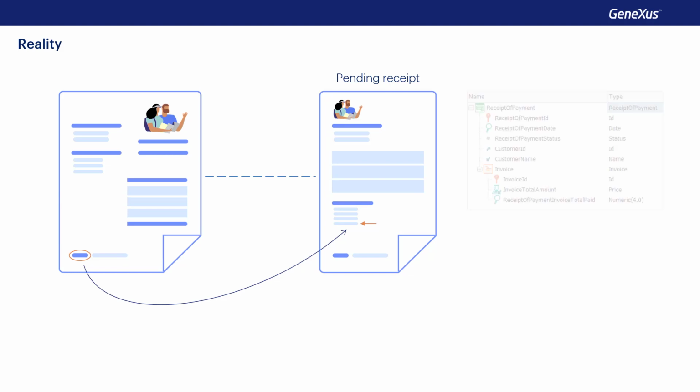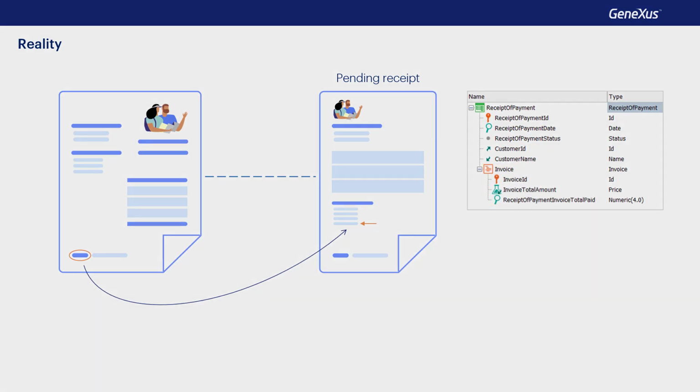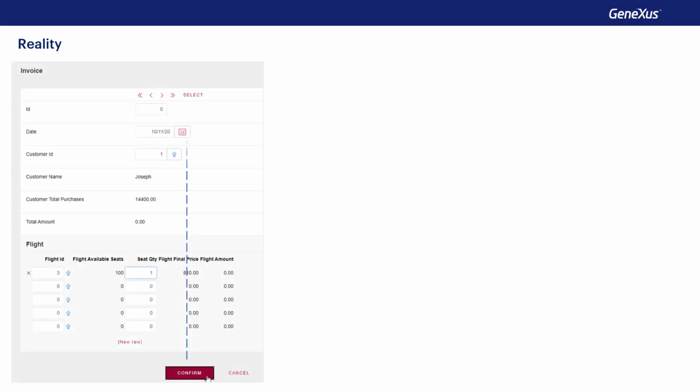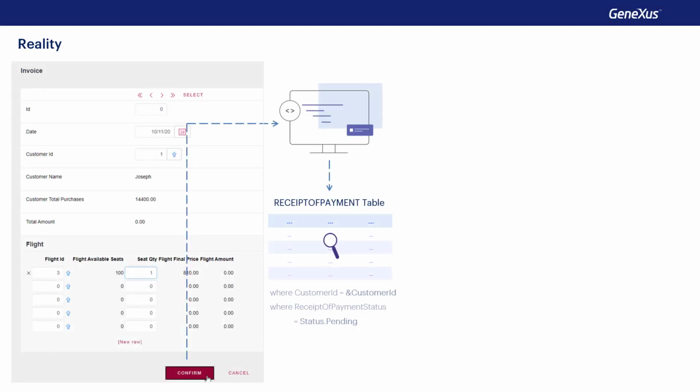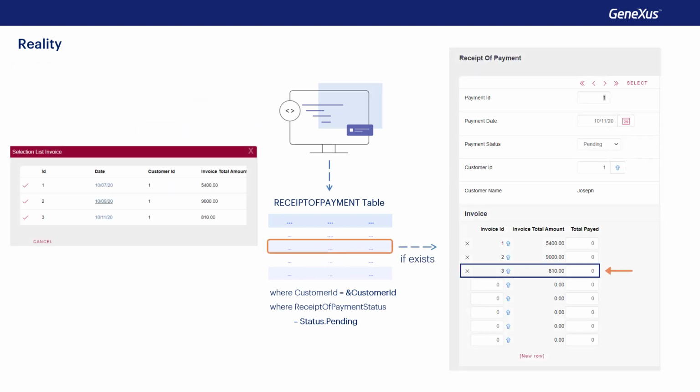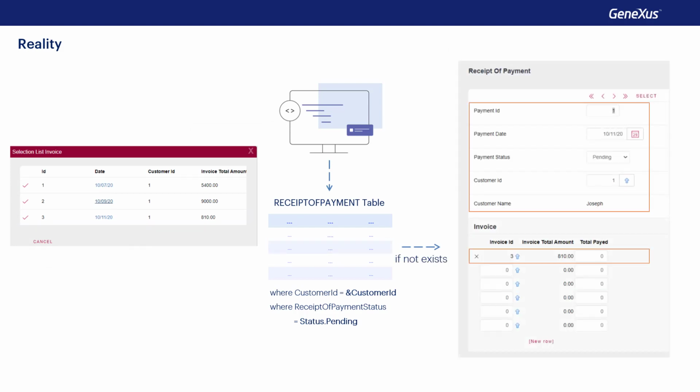We've created a receipt of payment transaction. It's made up of the receipt identifier, the date, the state, which is an enumerated domain with the values pending and completed, the customer, and a second level to record the invoices for which the payment receipt is issued. Then, when a new invoice is entered, the program searches if there's already a receipt from that customer in pending status. If there is one, a new line is added with this invoice. Otherwise, the header and line are created, and the header is left in pending status.